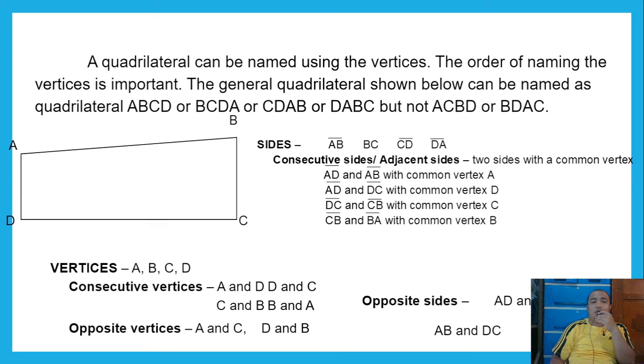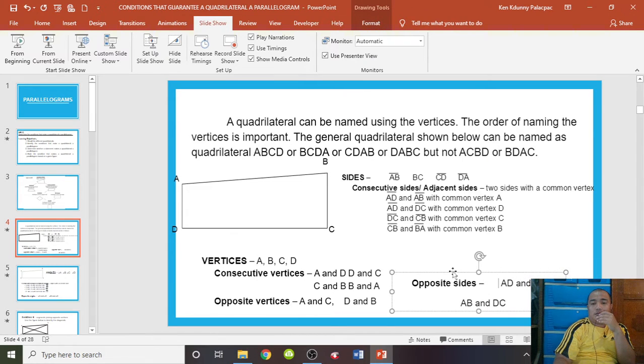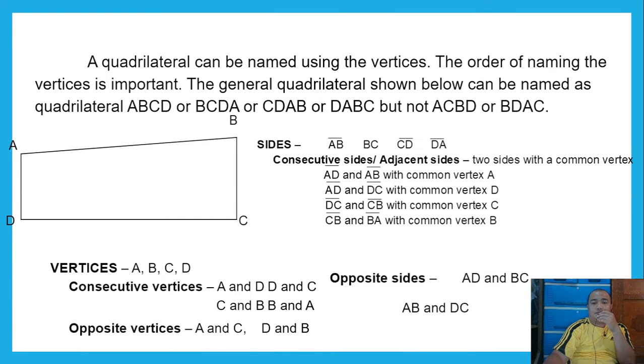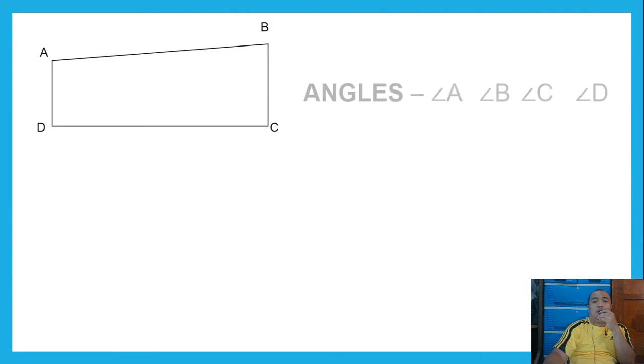We have also here opposite sides. Can you see it? Can you see this part? Opposite sides. AB and DC are opposite sides. AD and BC are also opposite sides.